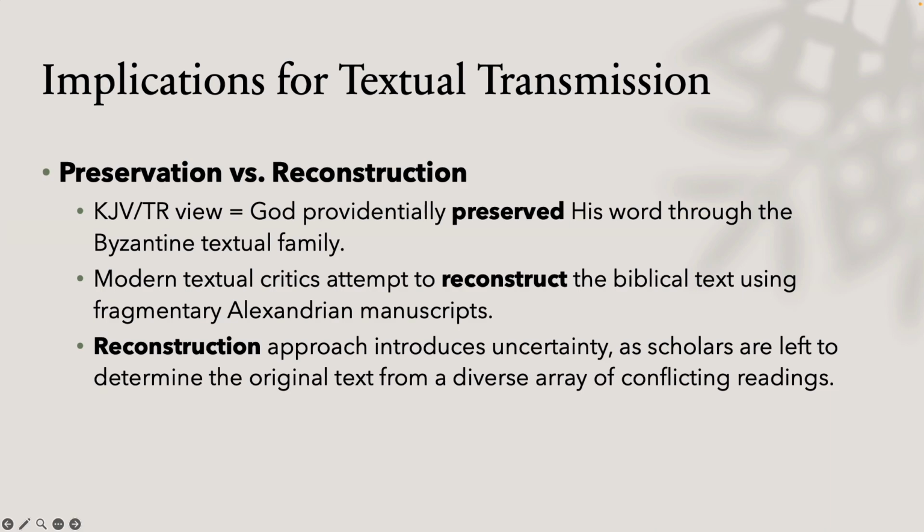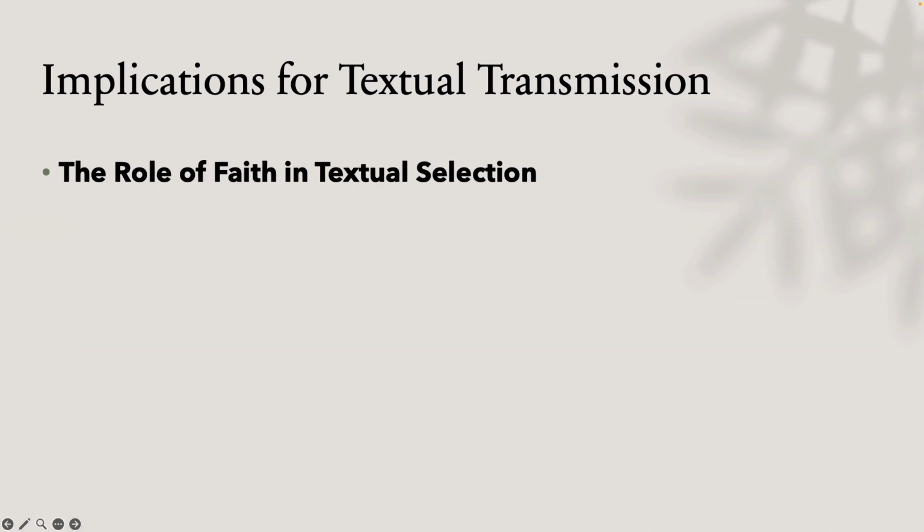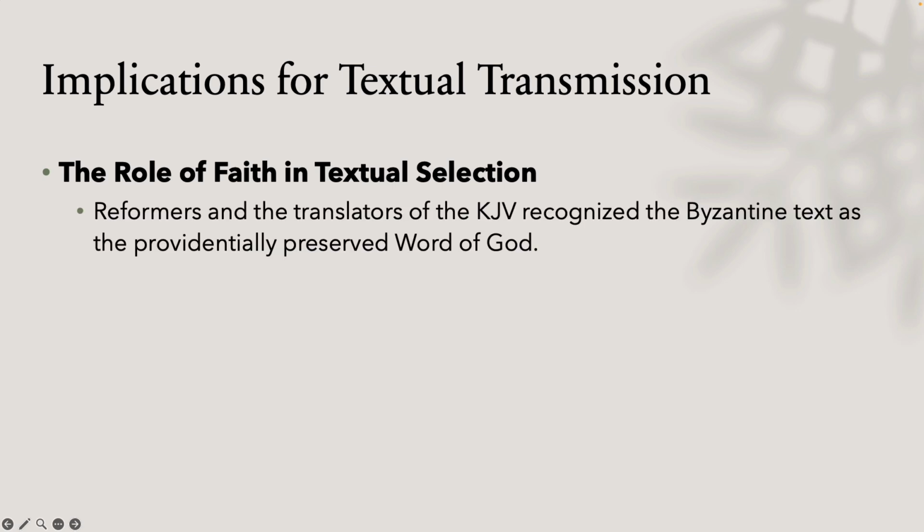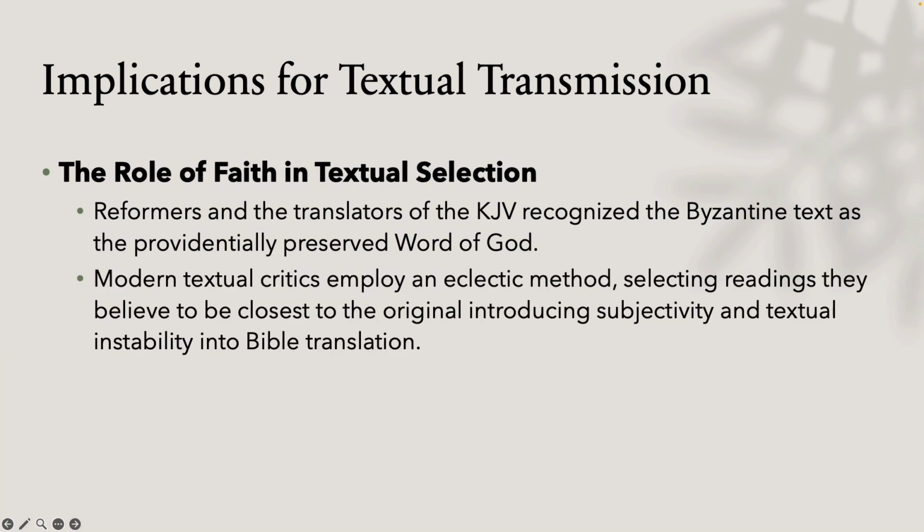Okay, and then we have the role of faith in textual selection. So the reformers and the translators of the King James recognized the Byzantine as the Word of God, which aligned with the doctrine of preservation. The modern textual critics employ again the eclectic method that we spoke about, which selects readings they believe to be closest to the original. Again, the problem with this is that it introduces subjectivity and textual instability into the translation of the scriptures. Things we've already spoken about.